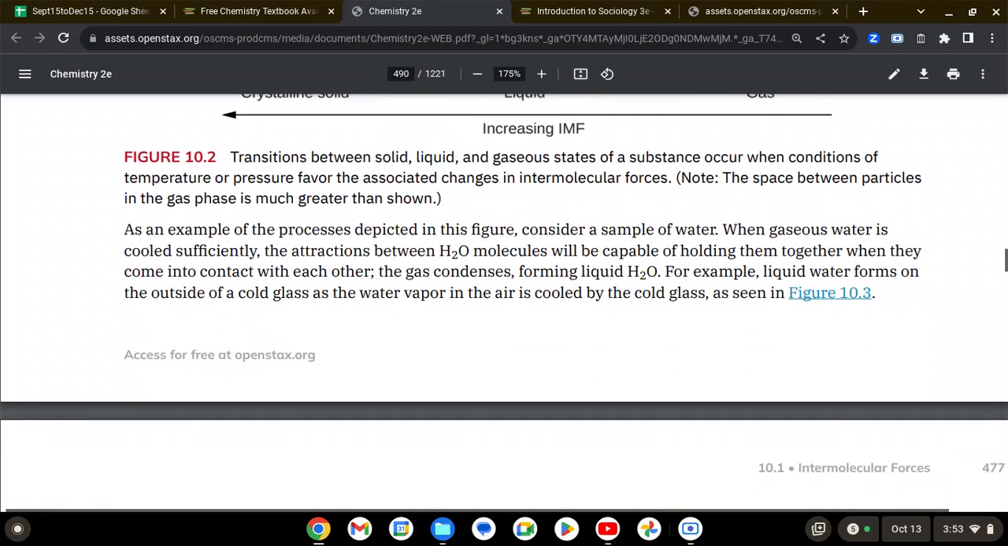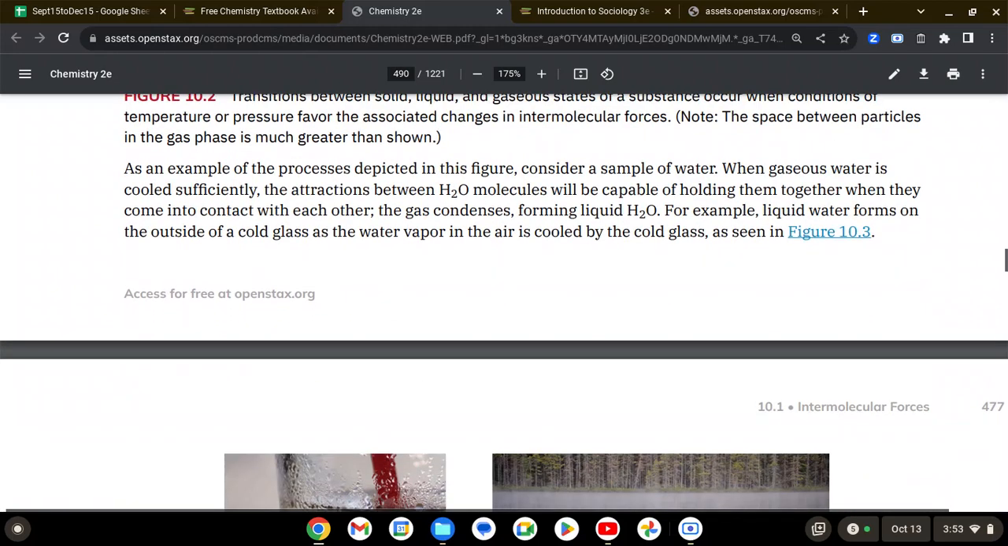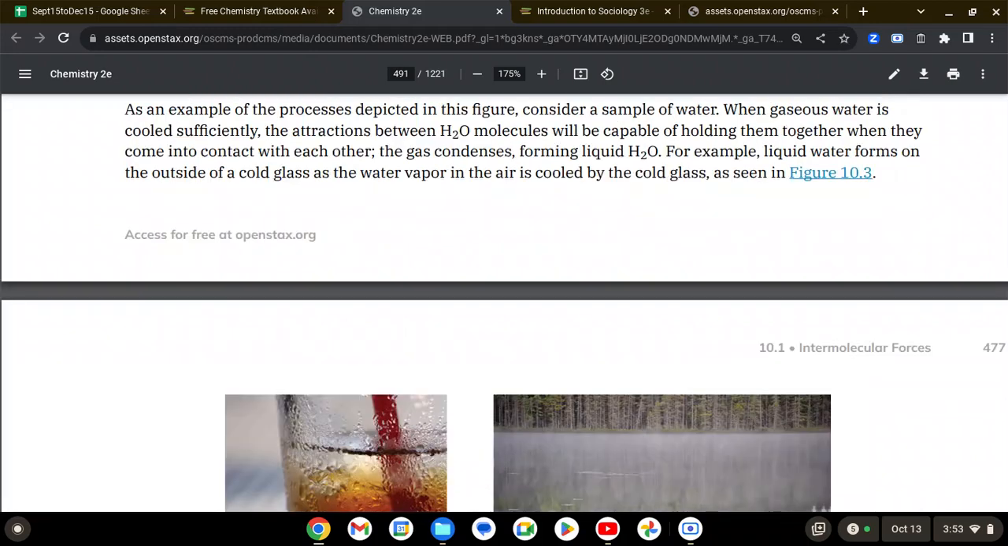As an example of the processes depicted in this figure, consider a sample of water. When gaseous water is cooled sufficiently, the attractions between H2O molecules will be capable of holding them together when they come into contact with each other. The gas condenses, forming liquid H2O. For example, liquid water forms on the outside of a cold glass as the water vapor in the air is cooled by the cold glass, as seen in figure 10.3.